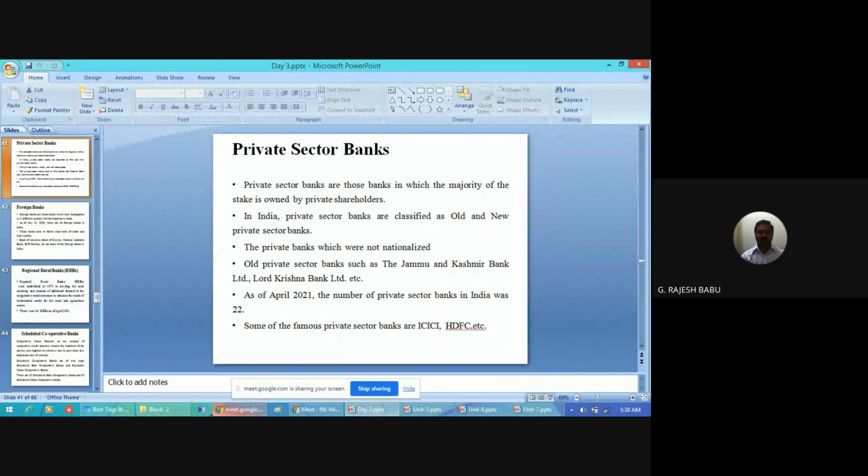As of April 2021, the number of private sector banks in India was 22. Some of the famous private sector banks are ICICI, HDFC, Muthoot Fincorp, etc.